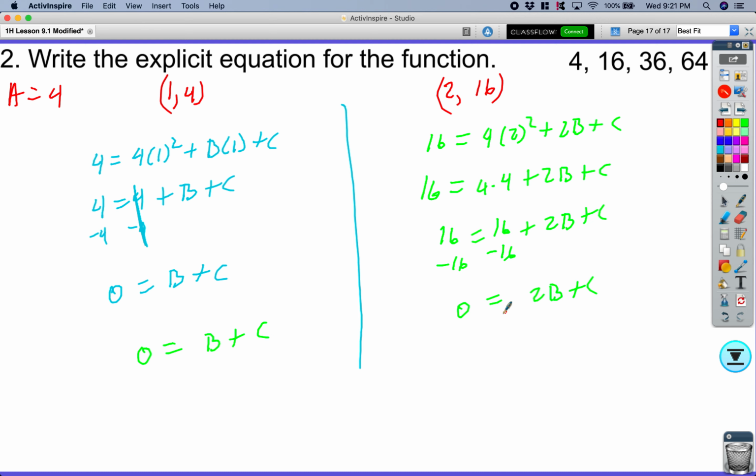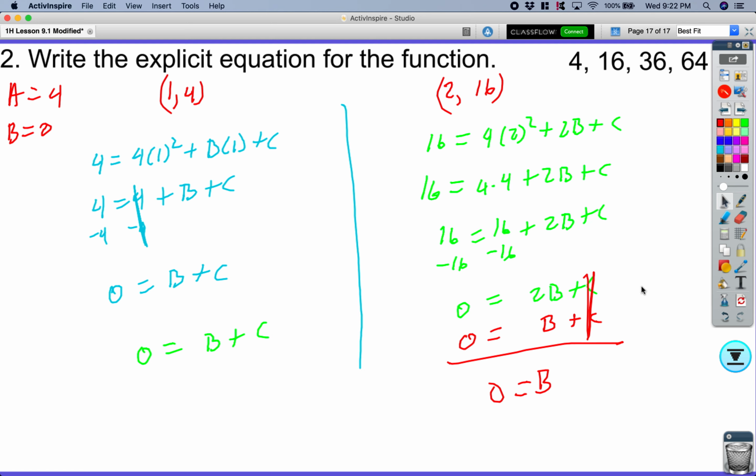All right, so then when I solve, I'm going to have 0 is equal to b plus c. And then when I subtract these, I'm going to get these eliminated, and I'm going to have b equals 0. Okay, now just because you have a b value that equals 0, that's okay. That's no problem at all.